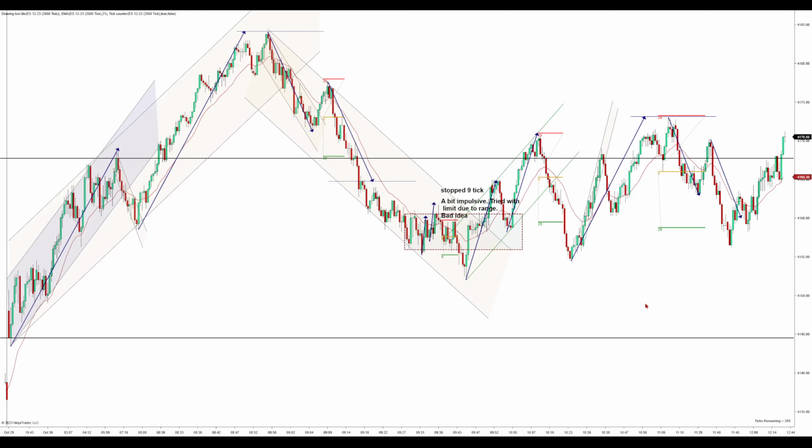I'm trading the ES futures on a 2000 tick chart with a 21 EMA. So I've got the overnight high up here and the overnight low down here. These are our key levels for the day.